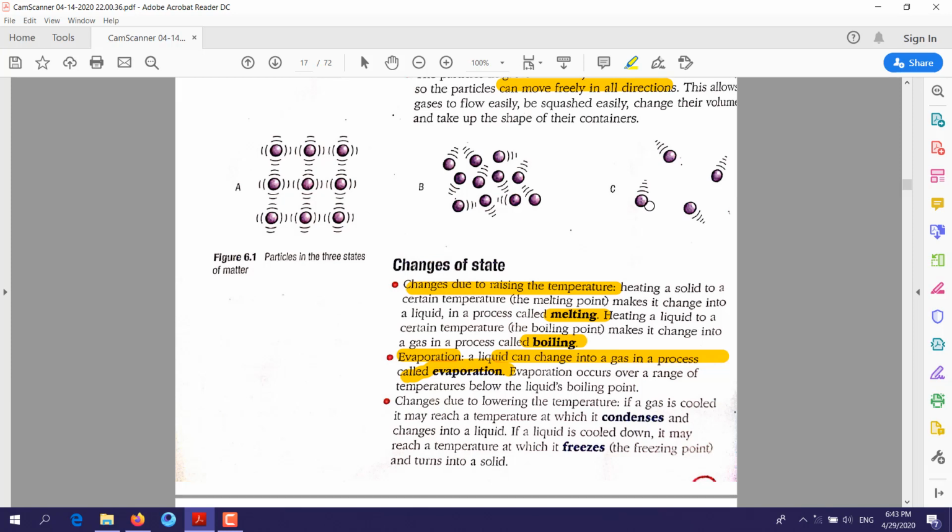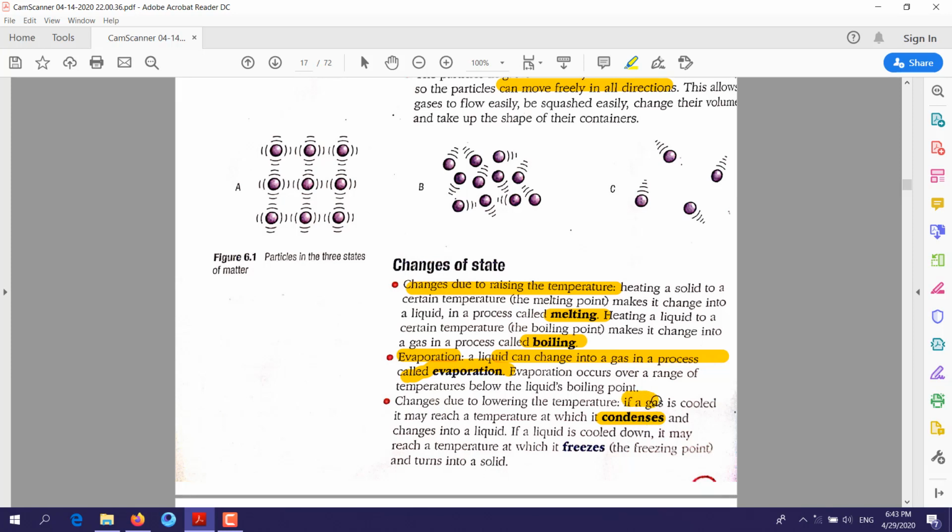Now, how can we reverse this process? How can we turn the gas into liquid? We can turn the gas into liquid by what? By a process we call condensation.